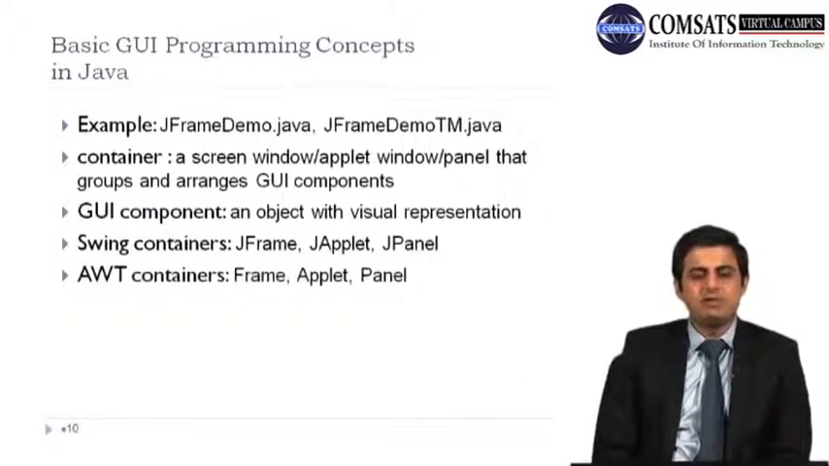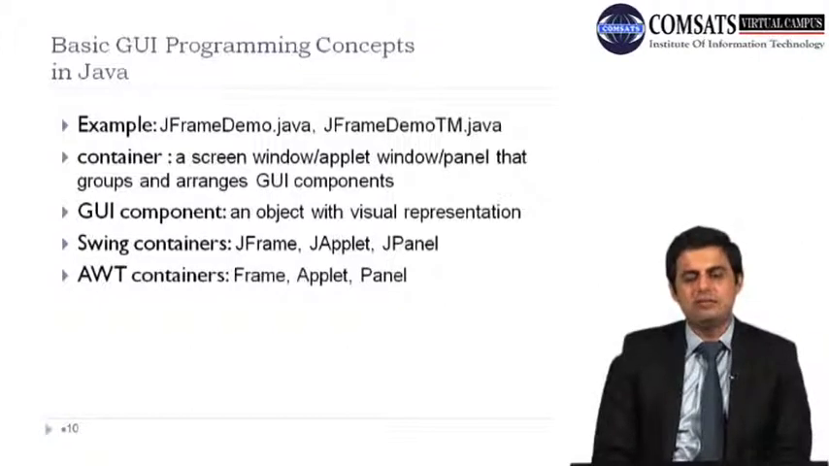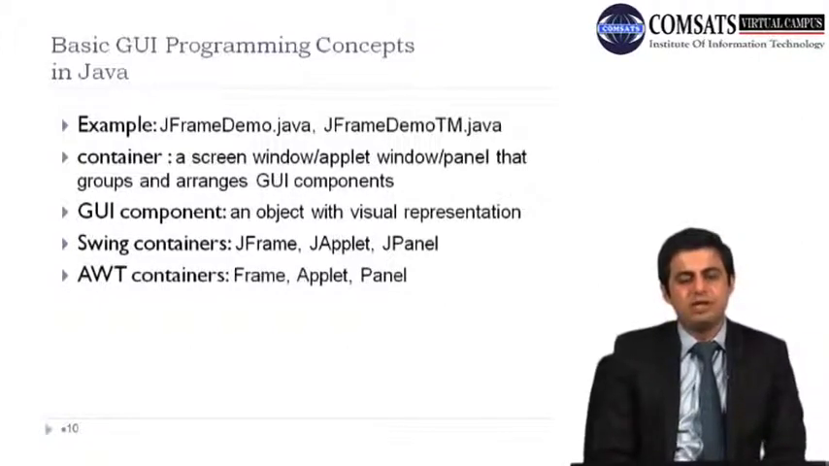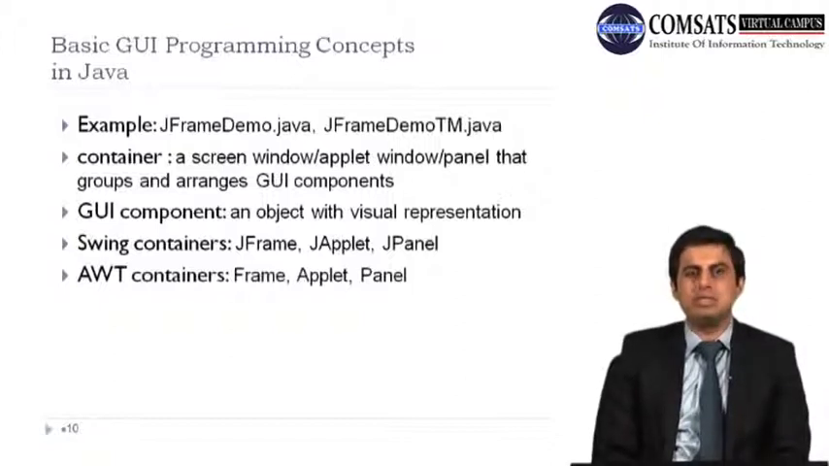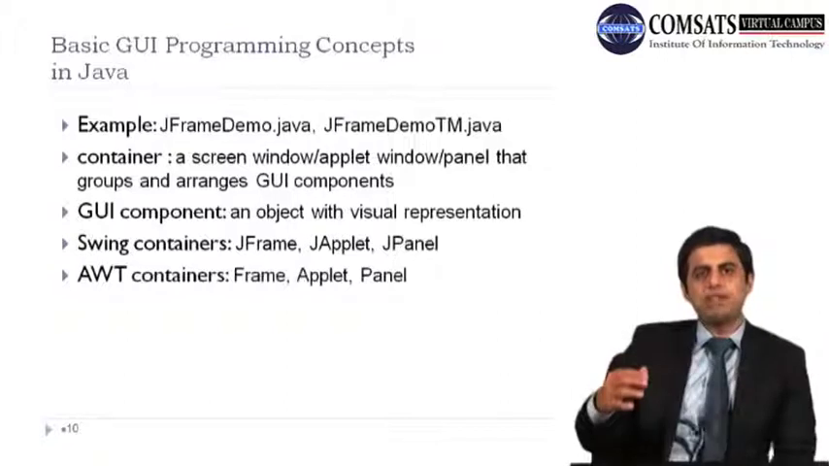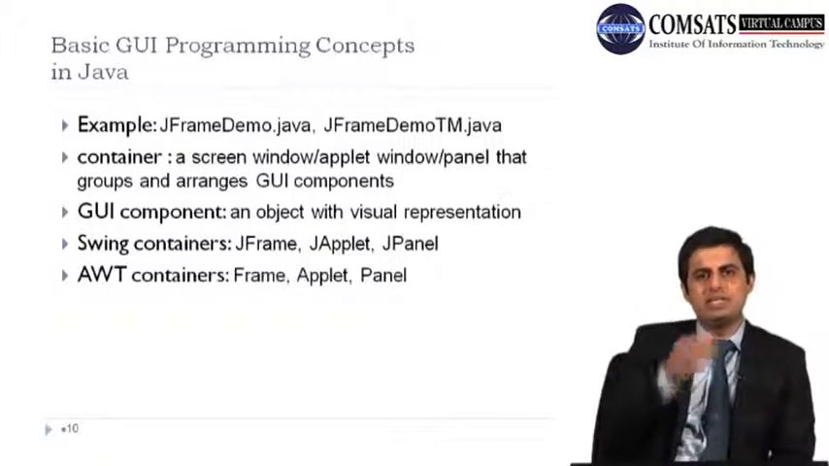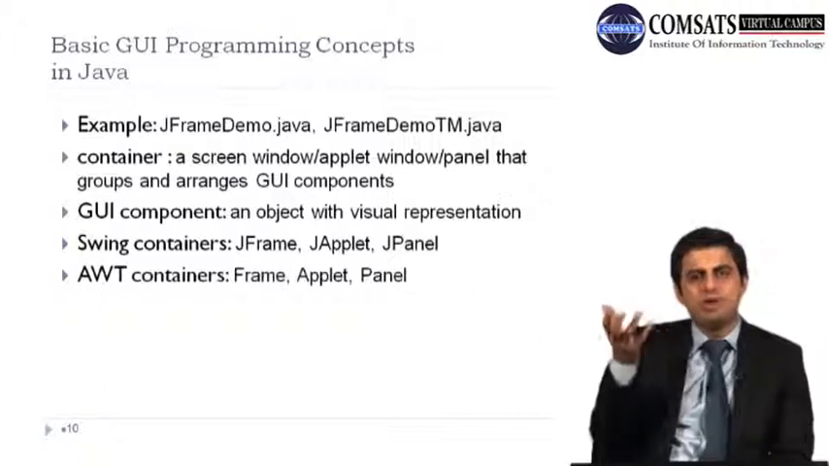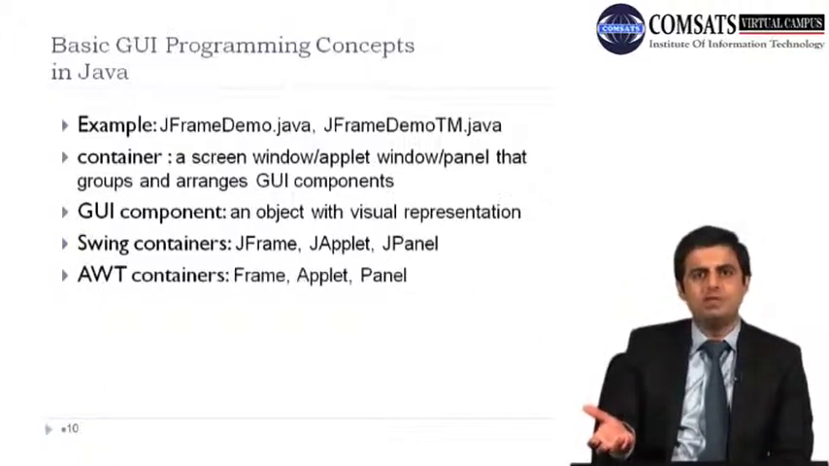Now, basic GUI programming concepts in Java: we have some examples like JFrameDemo.java and JFrameDemo.tm.java. Basically these are the different containers which you add, and these are the classes which have all the features of adding a listener or a listener's method. The container is basically a screen, a window, applet or window panel that groups and arranges GUI components, as I told you before. So if you have a drag and drop facility in a framework, it will provide you with all the components which are available which you can use.